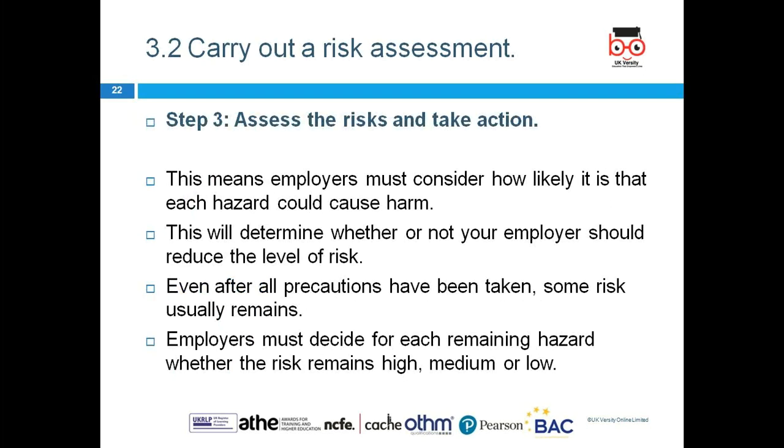So step 3 is assess the risks and take action. This just means that employers need to consider how likely it is that each hazard could cause harm. It will also determine whether or not your employer should reduce the level of risk. So again, if there's loose tiles or frayed carpeting, if that's going to cause people tripping over, what should they do? They should cover it initially and then get someone to come out and repair it.